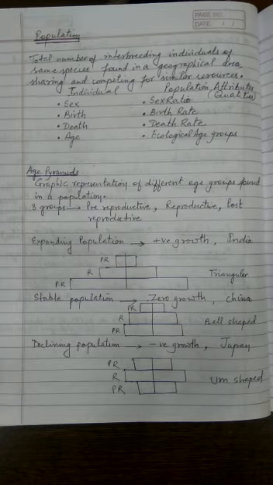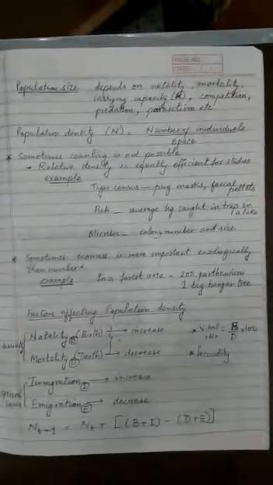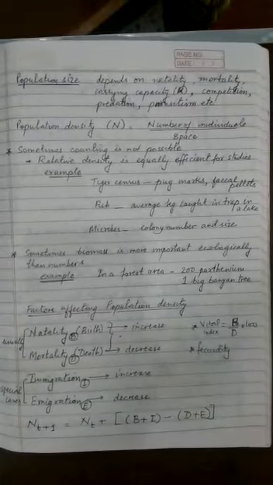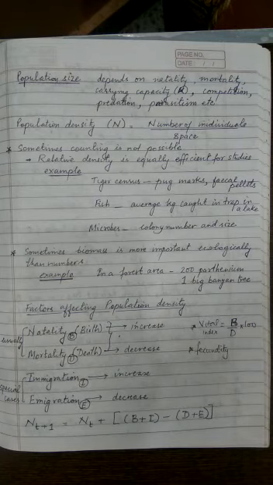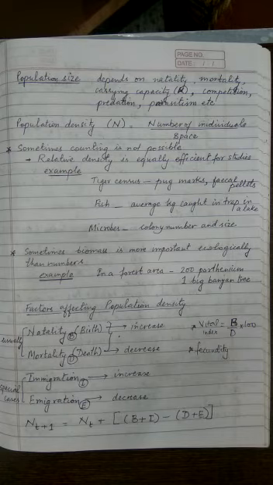We learned in the last class, regarding population size, that population size depends upon natality, that is the birth rate, mortality, the death rate, even the carrying capacity, which we will be learning in today's class, and then competition, predation and parasitism, because competition will have a negative effect, predation will have a negative effect, and parasitism will have a negative effect on the population size.